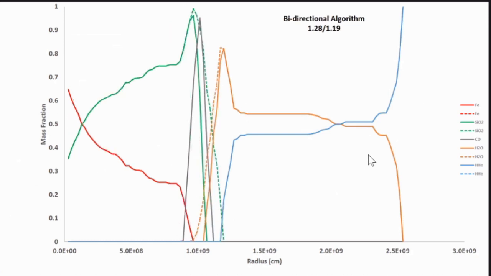Here's another one. This is using the bidirectional algorithm for the same model, and you can see where the CO sits. The solid curves are with CO, the dashed curves without CO. The only things that change are the silicates and the water. And again, you tend to replace more silicates than you do water, so the rock to water ratio goes down, and doesn't go down very much.